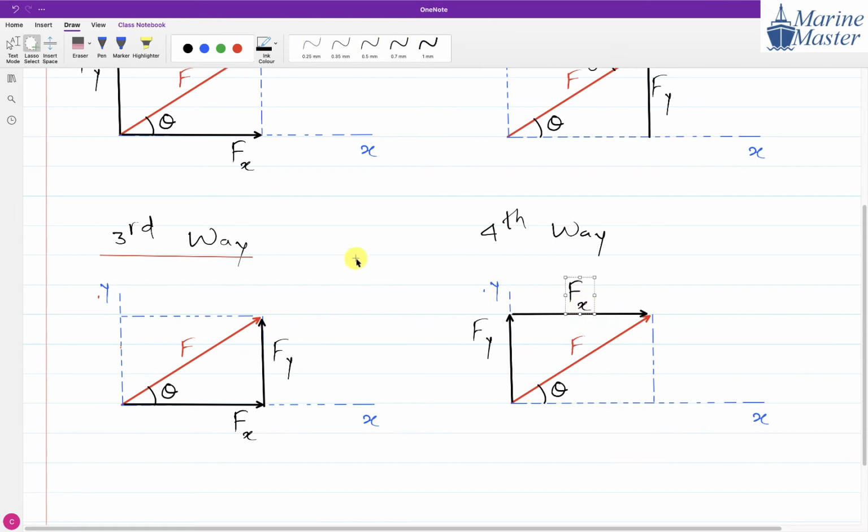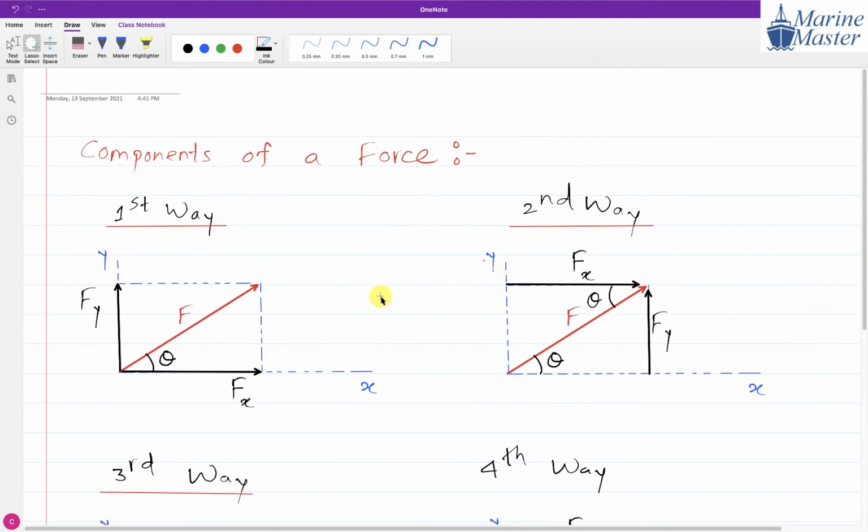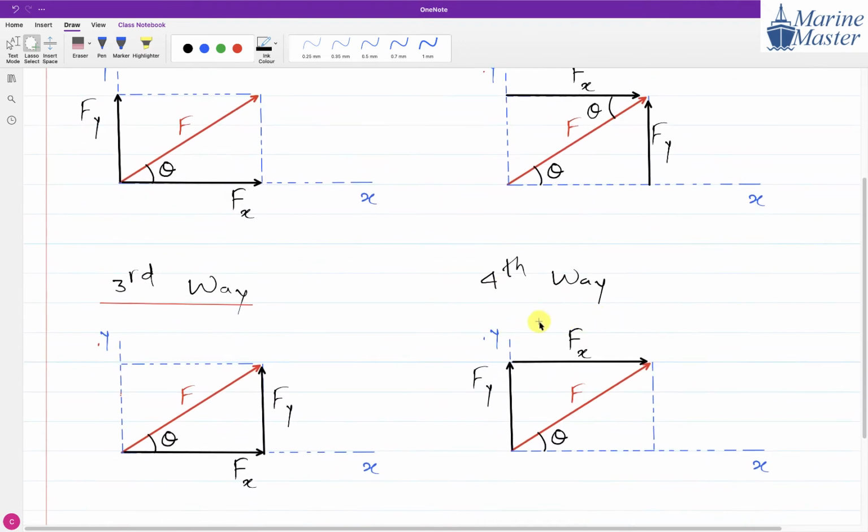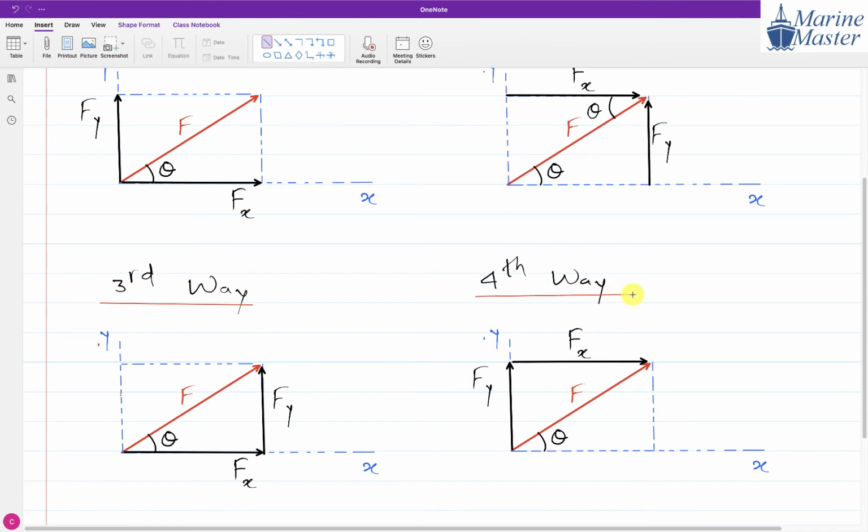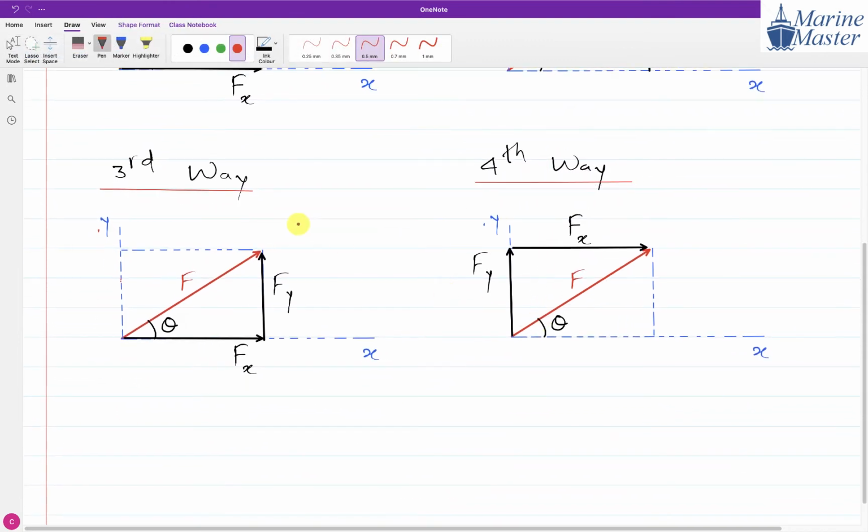So the first two ways are what? Rectangle way, not a triangle. The first two ways are rectangle. The second two ways are what? Triangular way. So we will see in upcoming discussion in which way we are going to use each, and what is meant by Fx. Tell me.